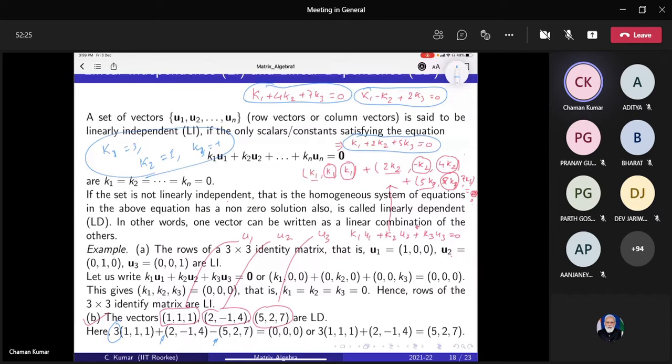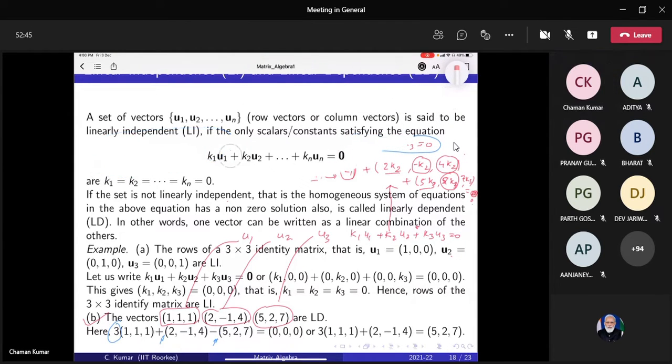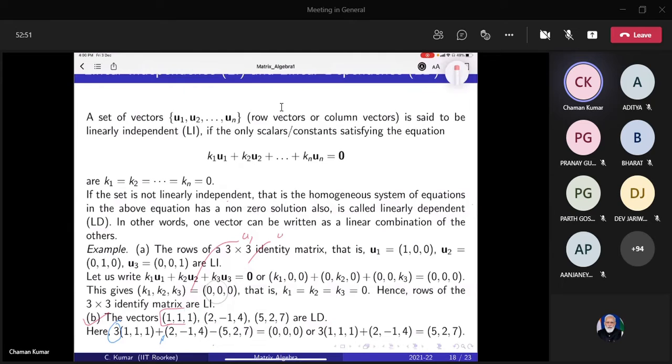So this means that the vectors are not linearly independent, because k1, k2, k3 all are not 0. So we can say that these vectors are linearly dependent. And with these values, it has been shown on the slide that you can obtain one vector from the other.